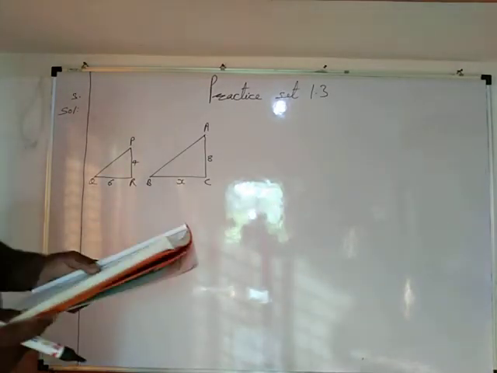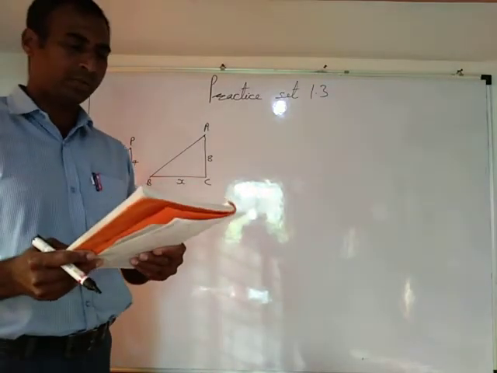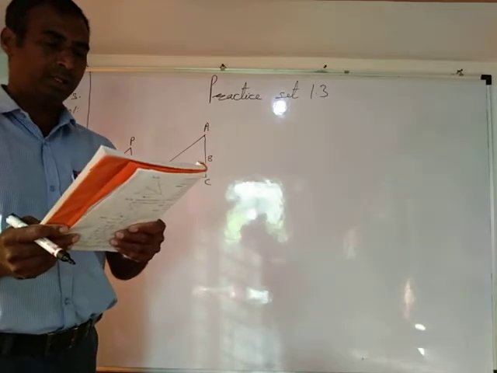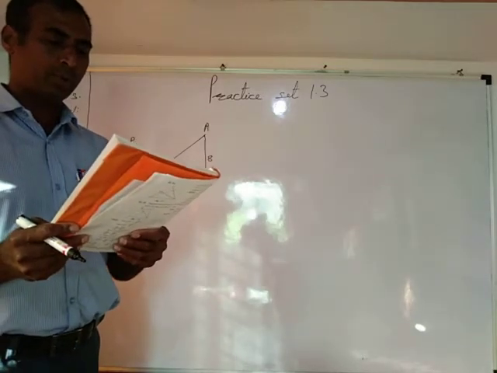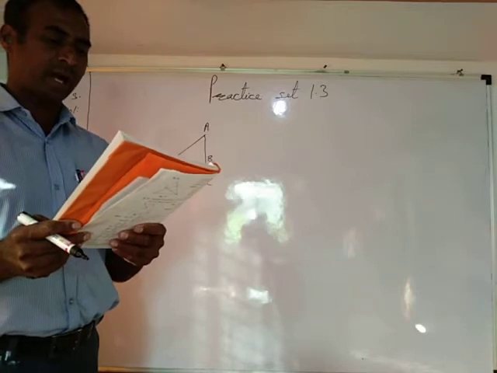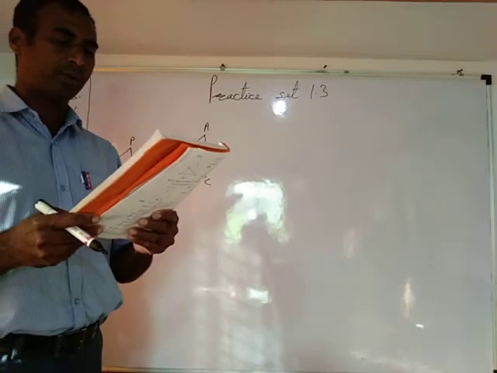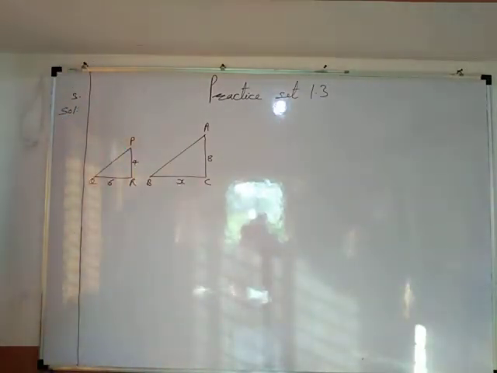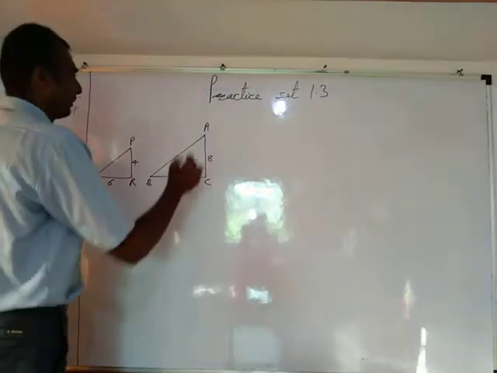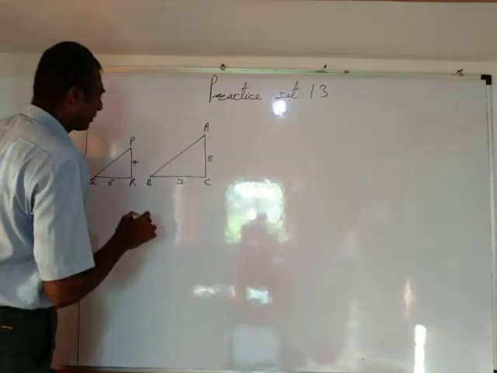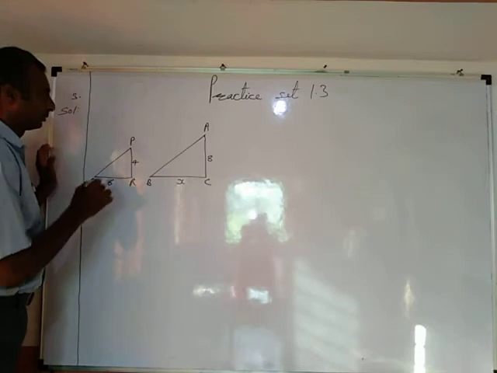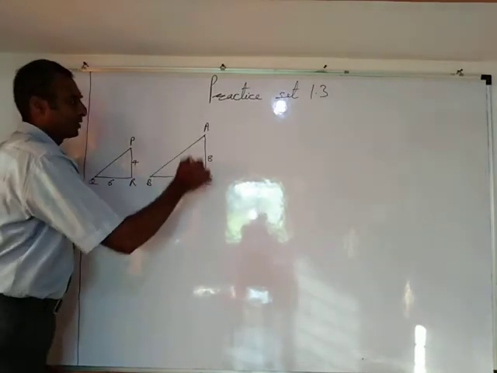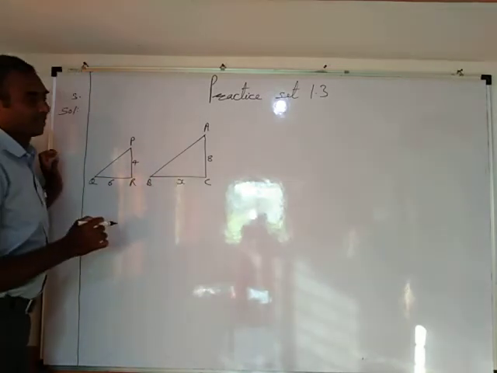Question third. As shown in the figure, two poles of height 8 meters and 4 meters are perpendicular to the ground. If the length of the shadow of the smaller pole due to sunlight is 6 meters, then how long will be the shadow of the bigger pole at the same time? Okay, now let's observe. AC is the bigger pole, PR is the smaller pole. PR is a pole, QR is its shadow. Similarly, AC is a pole, BC is its shadow.